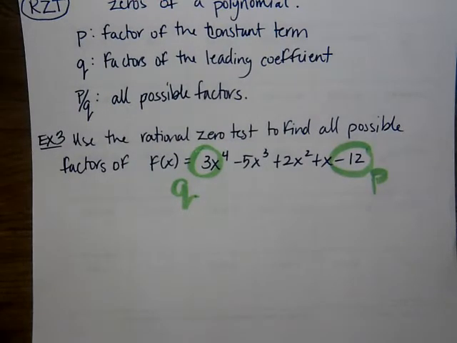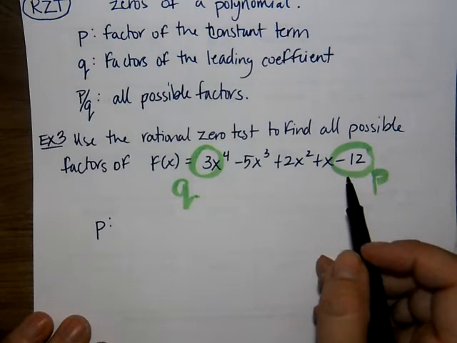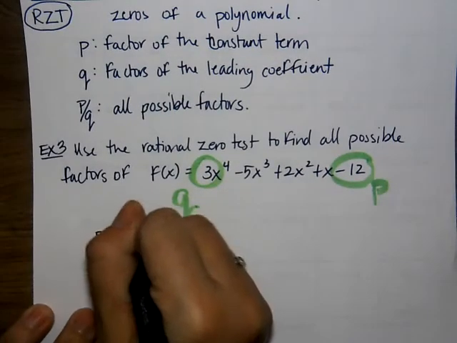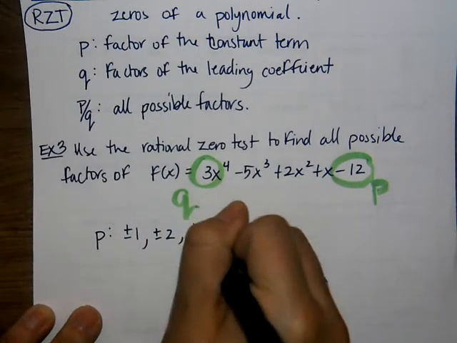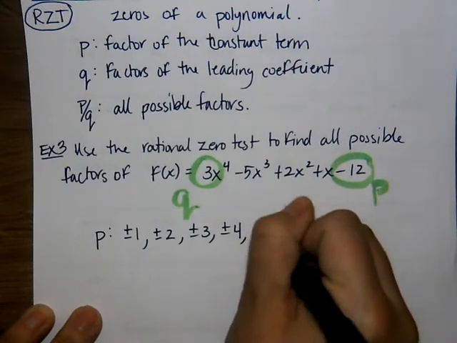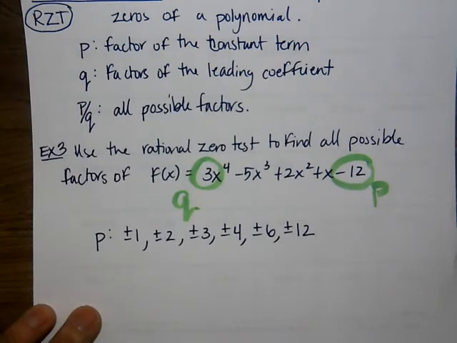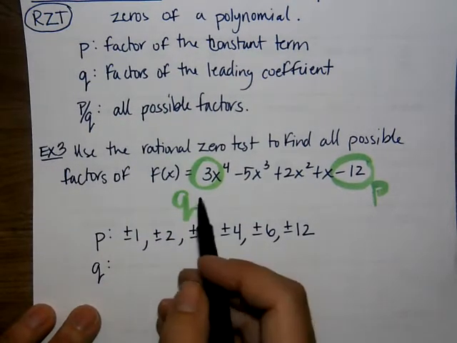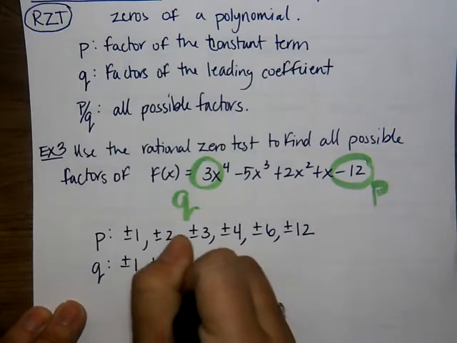Okay, so then I think about, well, what are all the possible factors of P? So I take P, which is negative 12, and I think about all the numbers you could divide into 12. So plus and minus 1, plus and minus 2, or 3, or 4, or 6, or 12. All of those numbers will divide into 12. Okay, now I do the same thing for Q. So Q is 3, so this list is going to be a lot smaller. So I could divide it by 1, or I could divide it by 3.